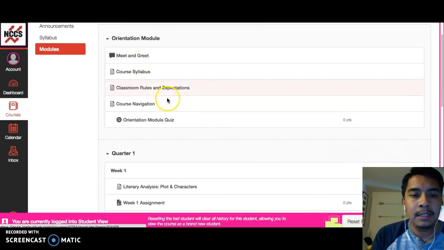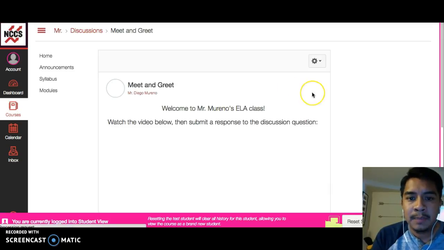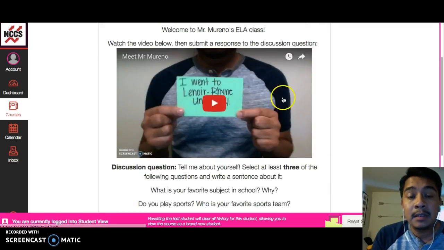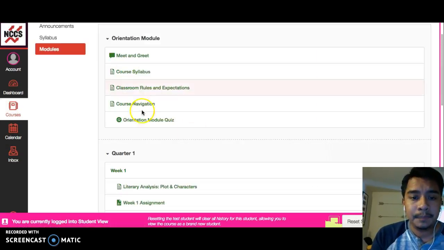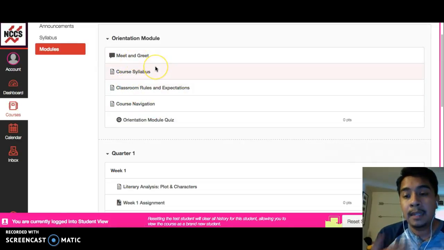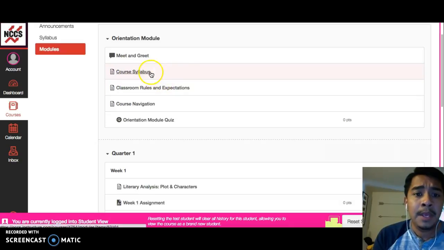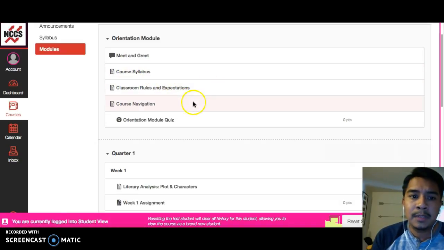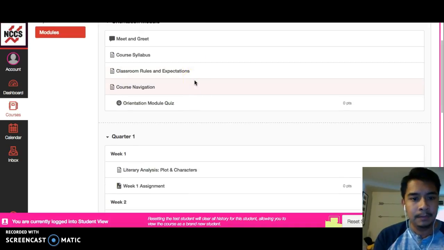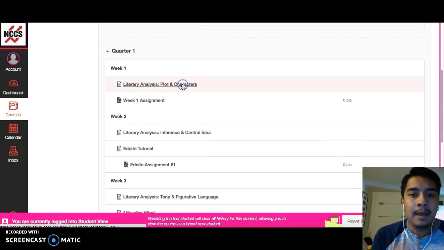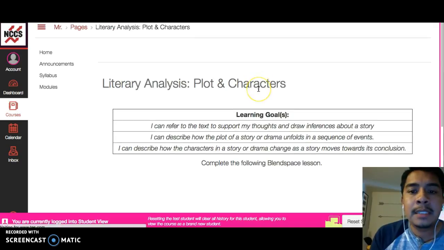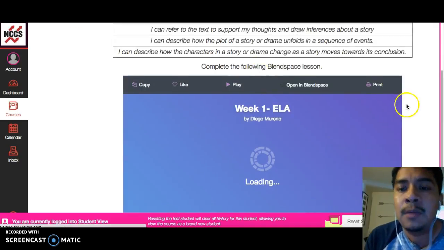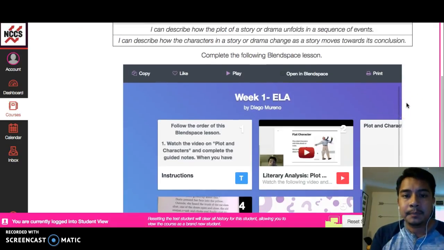In the orientation module, they have to go through this where they do a meet and greet. They tell me a little bit about themselves, and this will be done on the first week. So meet and greet, they learn about me, I learn about them. Course syllabus, classroom rules and expectations, course navigation, and then a little quiz at the end just to make sure they got it.